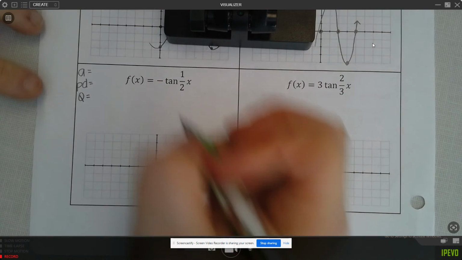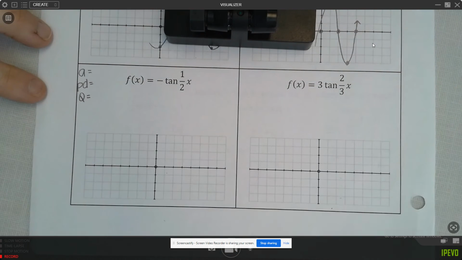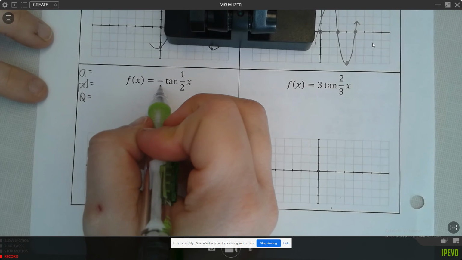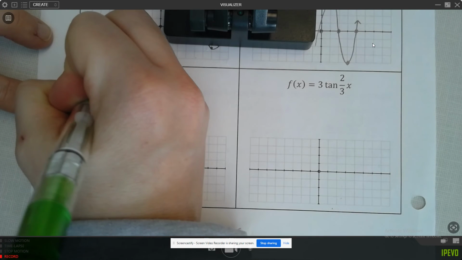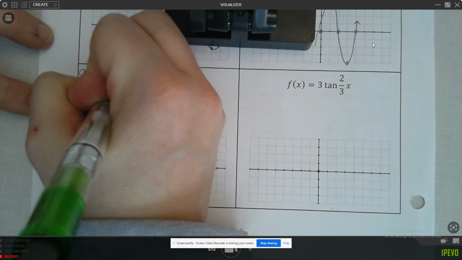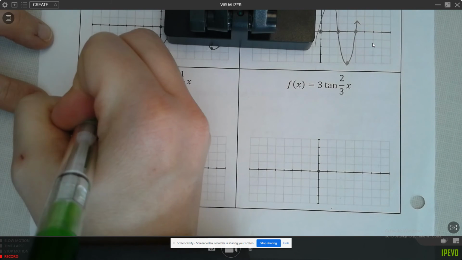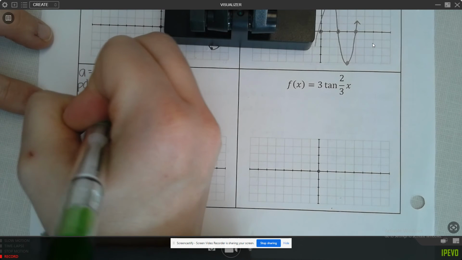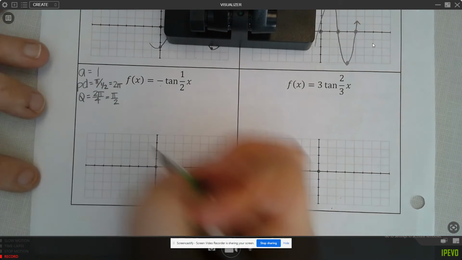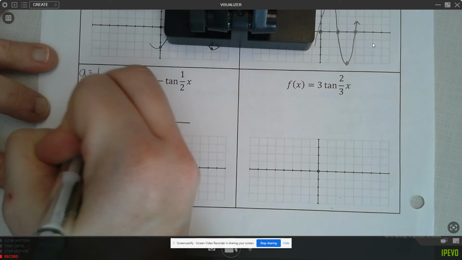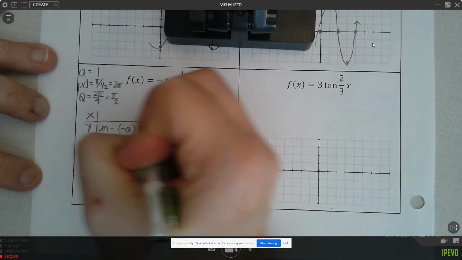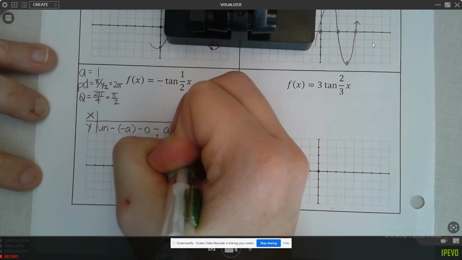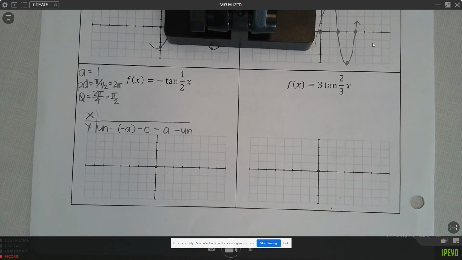Okay, so my amplitude is the absolute value of that initial coefficient, or that coefficient in front of my sine or cosine or tangent function. So my amplitude is 1. Period, remember, period is pi divided by b in this case, so that is 2 pi. Quad is found the same way, it's 2 pi divided by 4. So this is pi over 2. Now, this one is undefined, negative a, 0, a, undefined. Remember, those undefined are my vertical asymptotes.